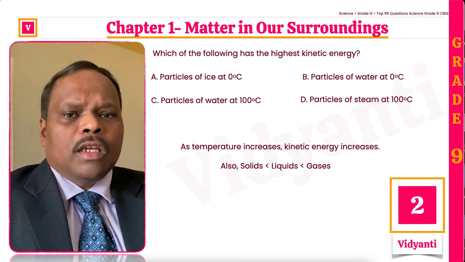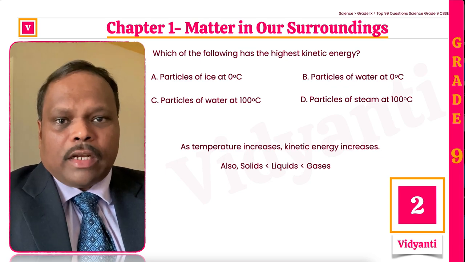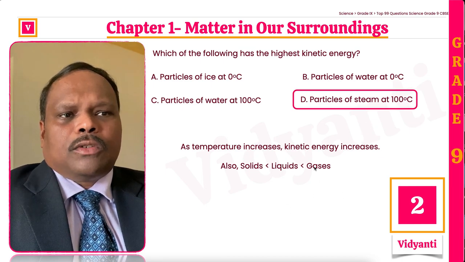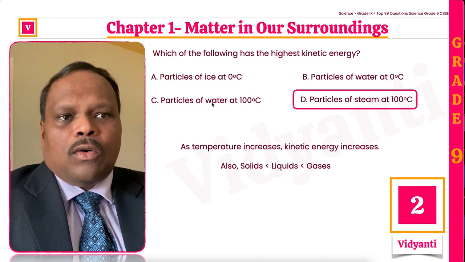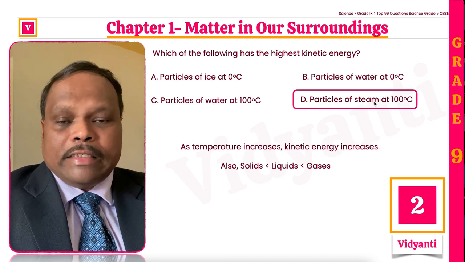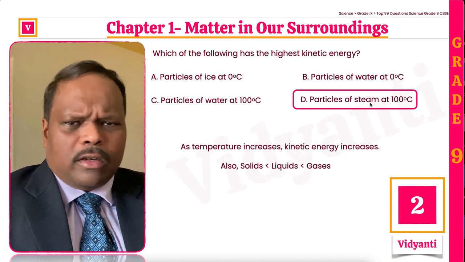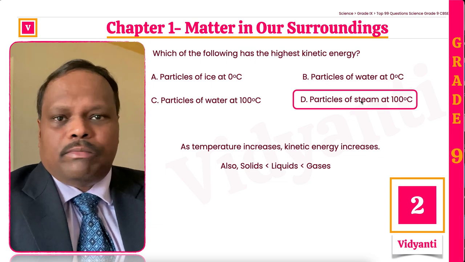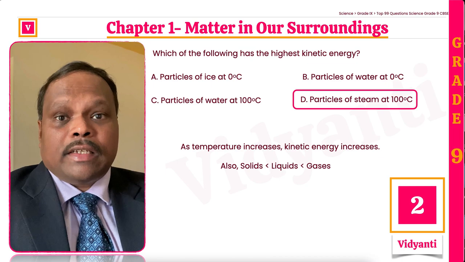So it depends upon two things. Number one, the temperature, and second, the phase. Now, the temperature should be highest, so that's why I have selected 100 degrees Celsius. Now, water and steam, because this is steam which is vapor. In vapor, the intermolecular forces of attraction are the least. The molecules are free to move anywhere, and that's why it will have the highest kinetic energy.